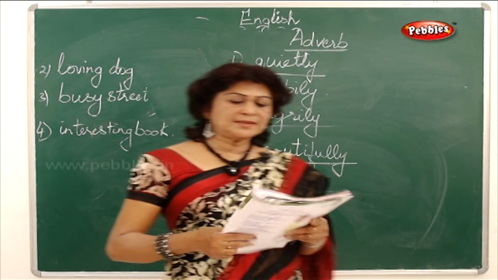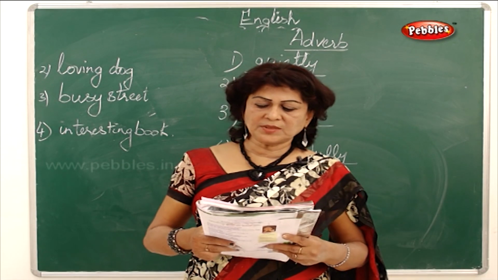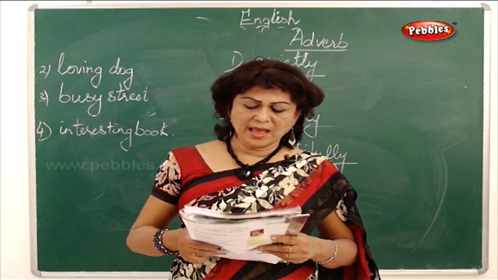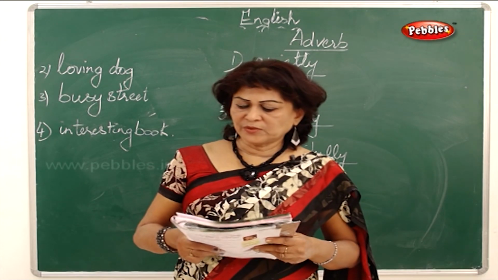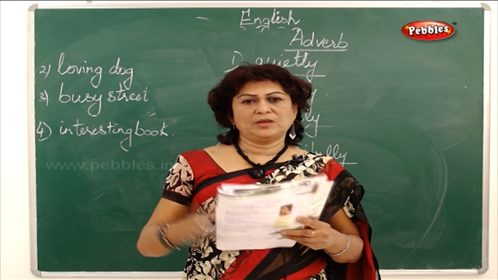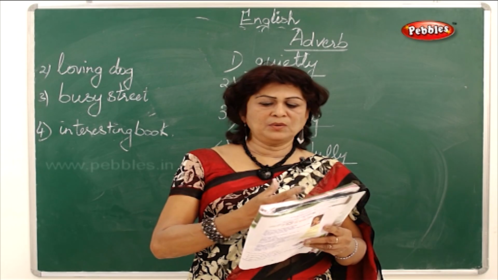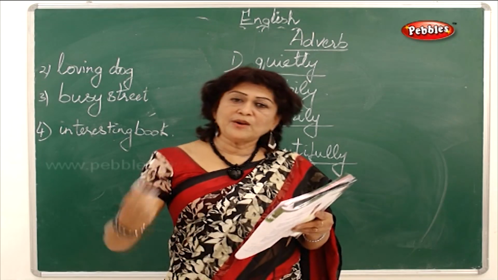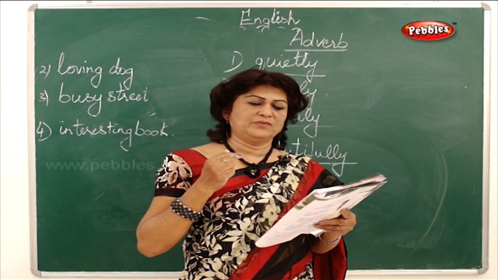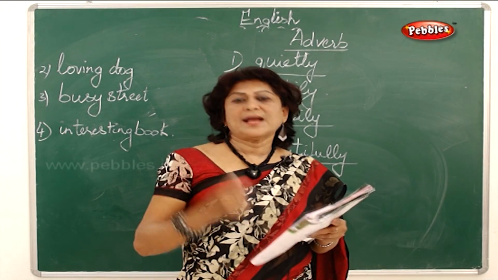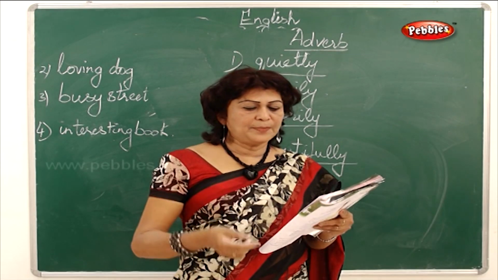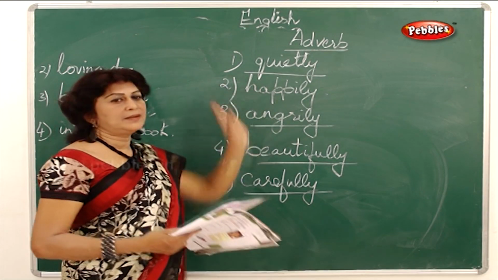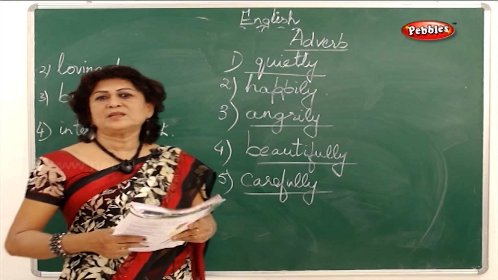Okay, now in these sentences, which are the adjectives? The first one, quiet. Second one, happy. Third one, angry. Fourth one, beautiful. And fifth one, careful. All these words describe a noun. And then I told you adverbs are adding words. They add on to the meaning of a verb, or an adjective. So, quietly, happily, angrily, beautifully and carefully, all these are adverbs. I hope you have understood the concept.